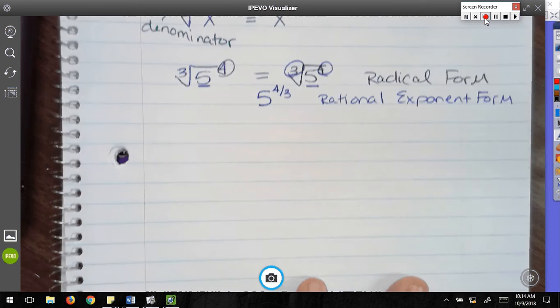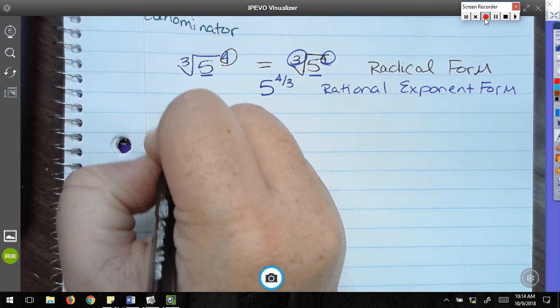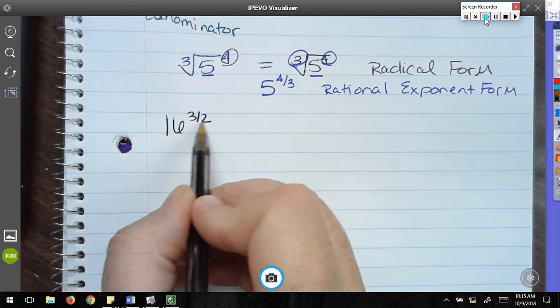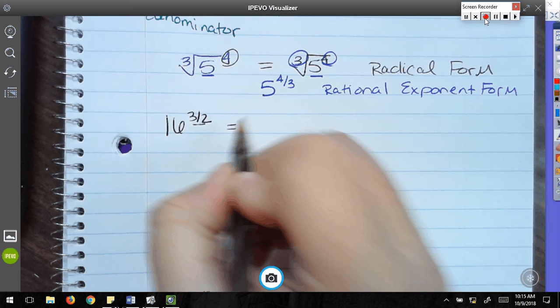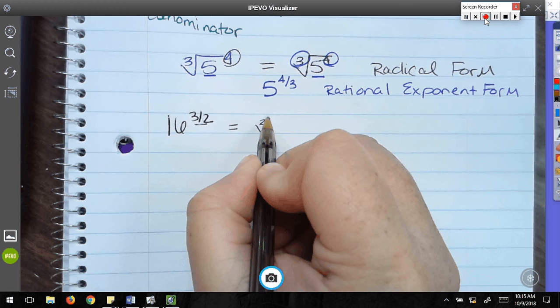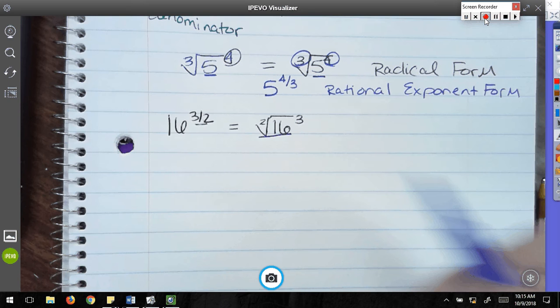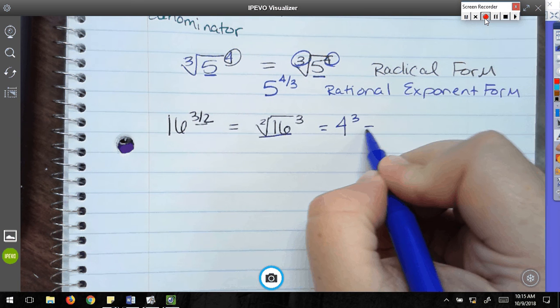I'm going to give you a couple in radical form and a couple in rational exponent form, and we're going to work with those. Let's say I had 16 to the 3 halves. If I want to change that to radical form, because right now it's in rational exponent form, the bottom number is the root. So it's the second root of 16 to the 3rd power. All of a sudden this becomes easy to evaluate, because I hope you know what the square root of 16 is. That's 4 to the 3rd power, which is 64. So it makes it easy to evaluate.